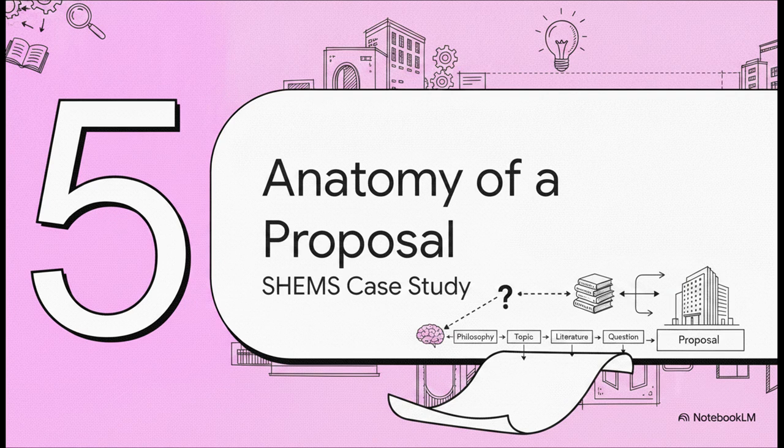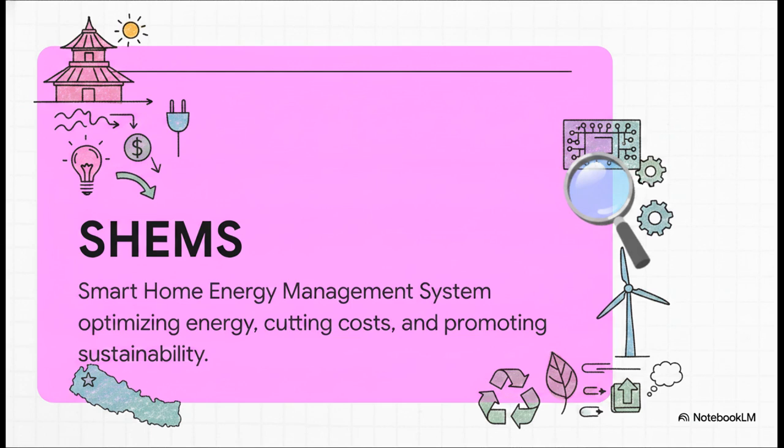And finally, part 5, anatomy of a proposal, the SHEMS case study. We have finally arrived at the architectural payoff. We've talked about philosophy, we've covered finding a topic, reviewing the literature, and framing the question. Now we're going to reverse engineer a completed gold standard proposal to see exactly how all these theories apply in the real world. This is SHEMS, which stands for Smart Home Energy Management System.